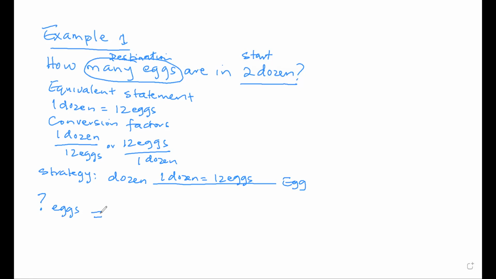We set up. This is very important. You start with what you know. What do you know in this question? We know 2 dozen. You write it on top. Over 1 times. This is conversion factor, how we get there. Now, this dozen here, which is unit of what we know, we must write it here because we want to get rid of it. And the unit of what we want, we write it on top.